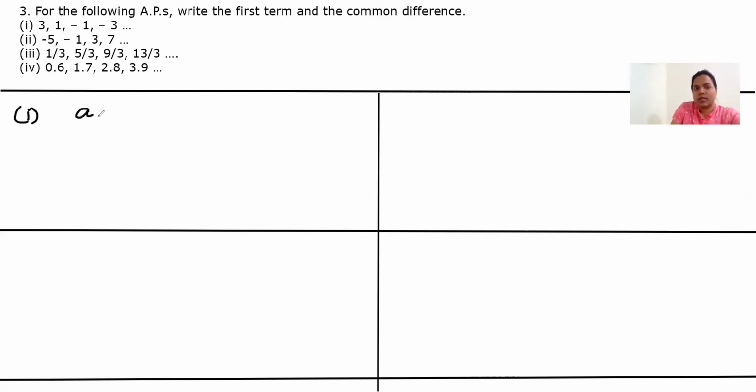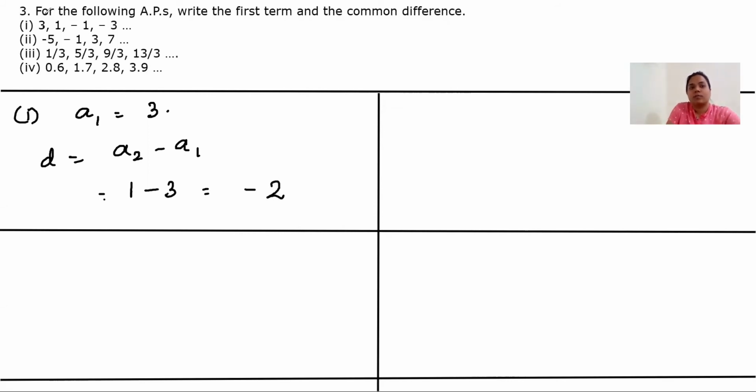So the first term, that is A1, is equal to 3. Always this first term is A, and the common difference D is A2 minus A1. So in this case, A2 is 1 and A1 is 3. So 1 minus 3, that is equal to minus 2. So A is 3 and D is minus 2.